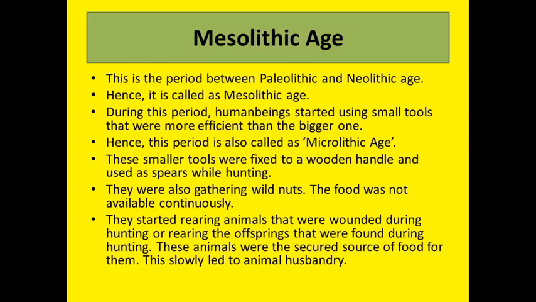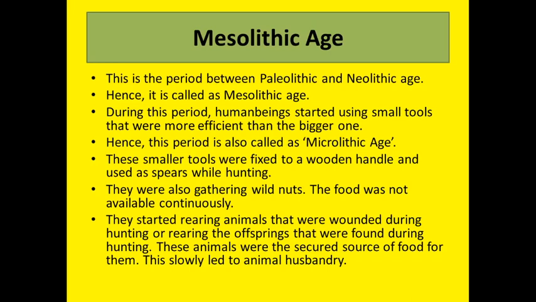Let us go to the Mesolithic Age. This is the period between Paleolithic and Neolithic Age. Hence, it is called Mesolithic Age. During this period, human beings started using small tools that were more efficient than the bigger ones. Hence, this period is called Microlithic Age.